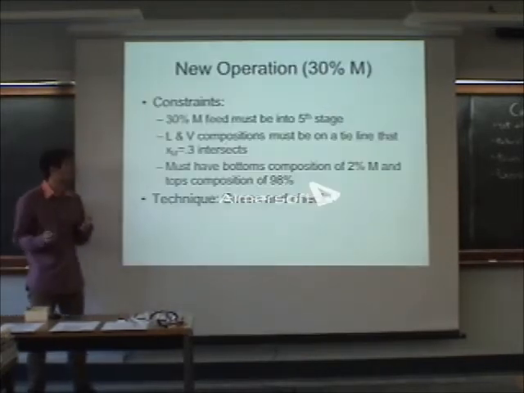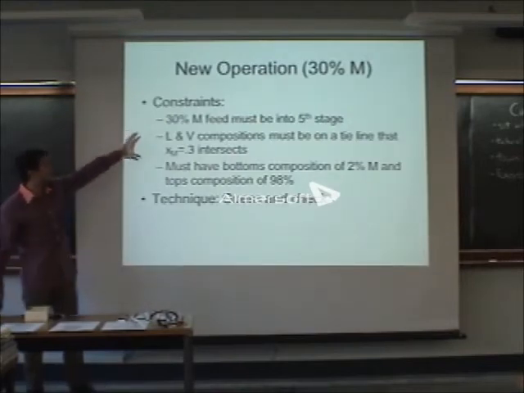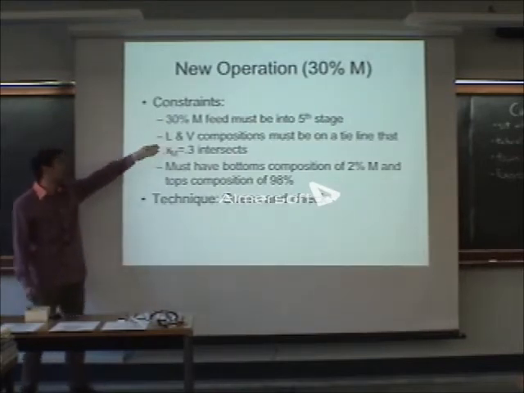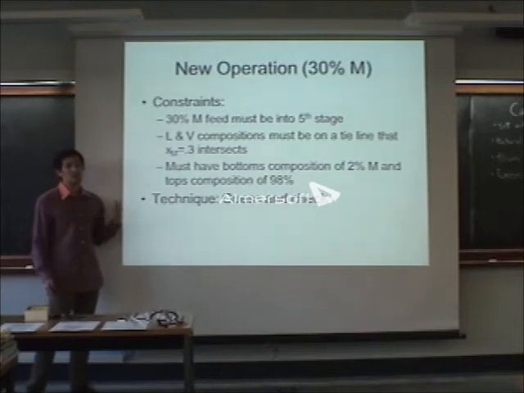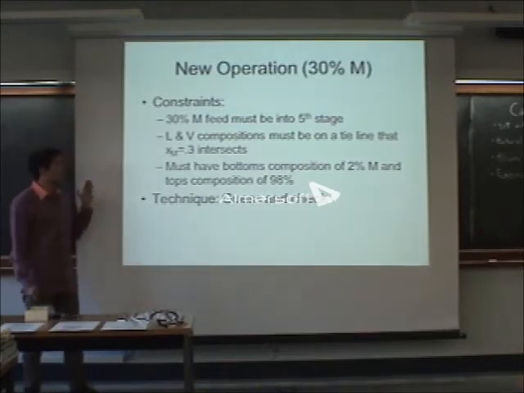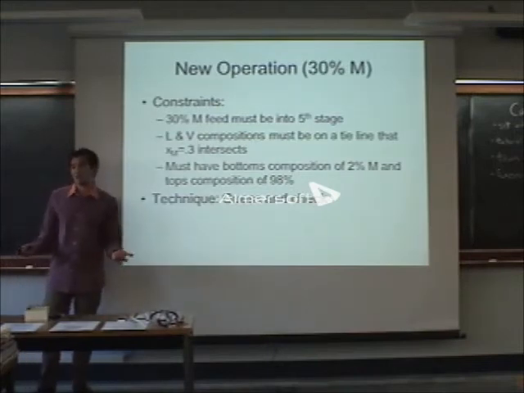So yeah, we're going to change the temperature of the cooler, but we have these constraints that we still have to meet. So we have 30% M feed must be in the fifth stage, and we know L over V compositions must be on a tie line that X_M = 0.3 intersects. We also know that the bottoms composition and tops composition still have to be the same. So the real technique here is guess and check.